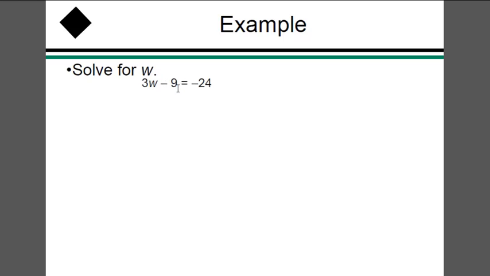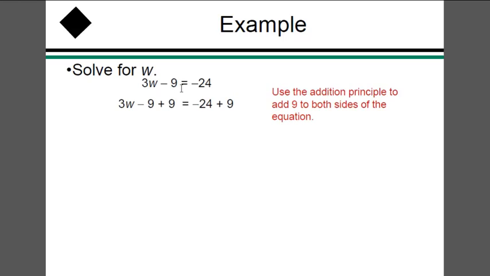Everything else is the negative 9. So I want to use the addition principle and add 9, which is the opposite of negative 9, to both sides of the equation. When I do so, the negative 9 plus 9 cancel out and become 0, leaving me with just a 3w on the left-hand side of my equation. Negative 24 plus 9 gives me negative 15. So I now have 3w is equal to negative 15.